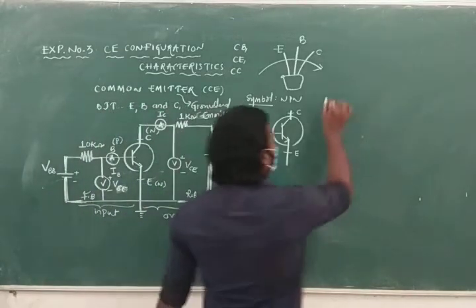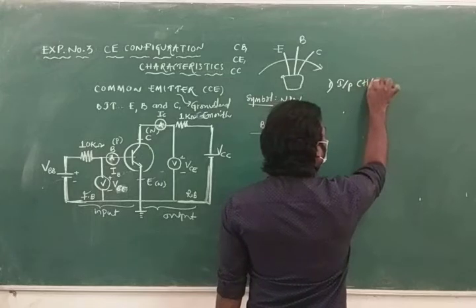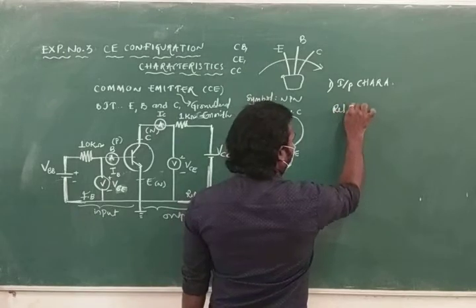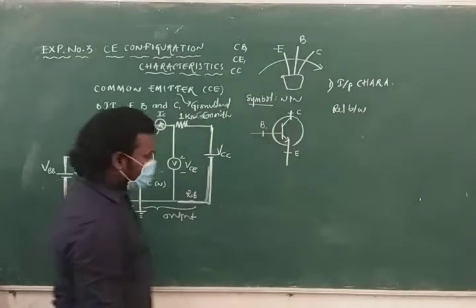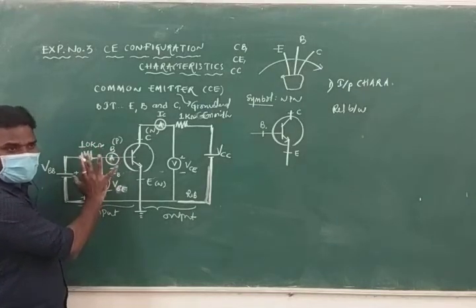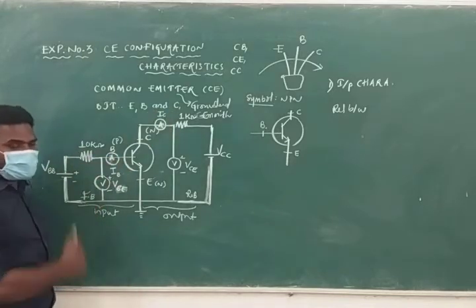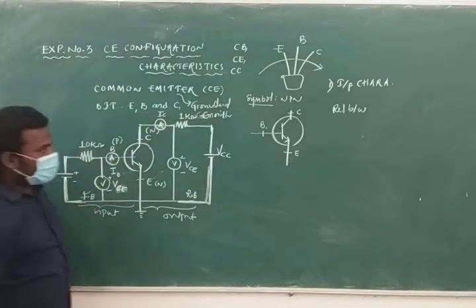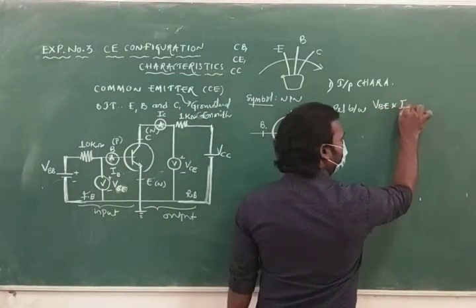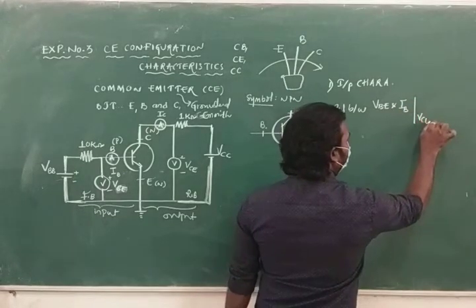First one is called input characteristics. It is a relation between what? Input side voltage and current. What are the input voltage and input current? Input characteristics means input side. What is the voltage and what is the current? VBE. It is a relation between VBE and IB, by keeping the output voltage constant, that is VCE constant.